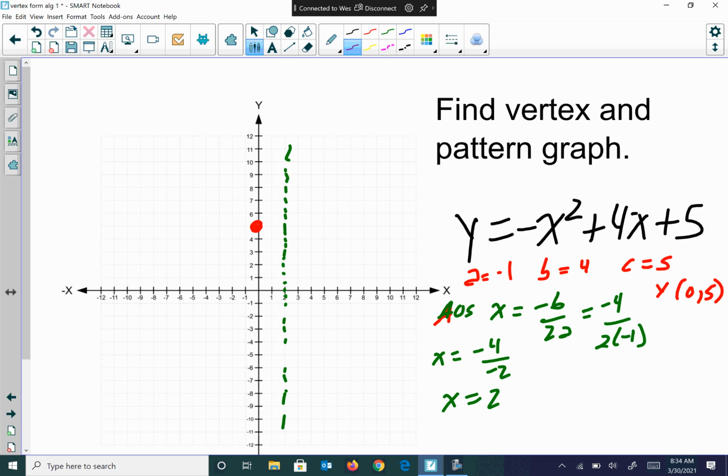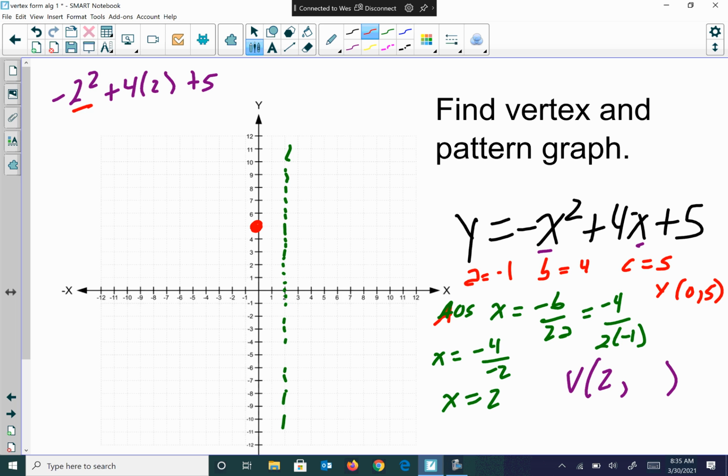Okay, I already know part of the vertex. I know the x component of the vertex. Agree? How do I find the y value of it? Plug it into x. Now, note, I have a negative out in front of x squared. No matter what I plug in, the answer to that x squared part, because there's a negative in front, is going to be negative. So I get -2 squared plus 4 times 2 plus 5.